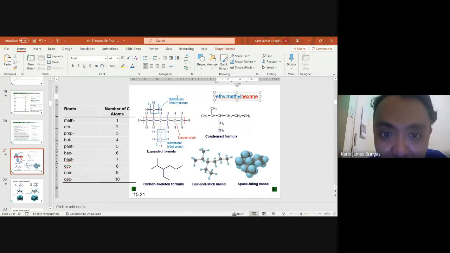So pag branch na siya, meron na siyang substituents present. So how do we do this one? Una muna natin gagawin is we identify the longest chain, what we call as the parent chain in this example. Pag napangalanan na sa parent chain, then we identify what substituents there are. So the one in red is the name of the parent chain. And on the blue, we alphabetize the names of our substituents. Kaya siya ethyl muna bago methyl.